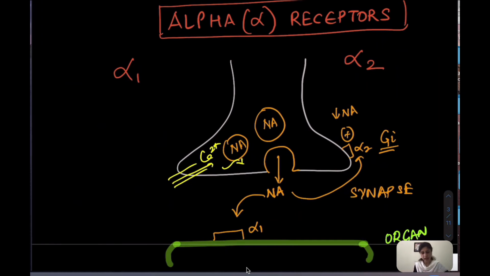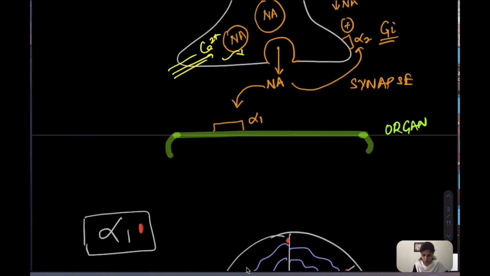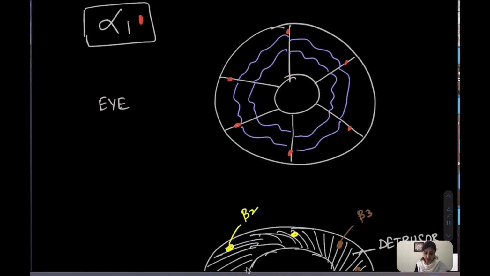Now if they act on the alpha 1, then they'll cause whatever kind of effects they are supposed to cause in the organ system. So what are these effects by the alpha 1? Alpha 1 receptors are present, firstly, in the eye. These dots represent the alpha 1 receptors, and these are the radial muscles of the eye.